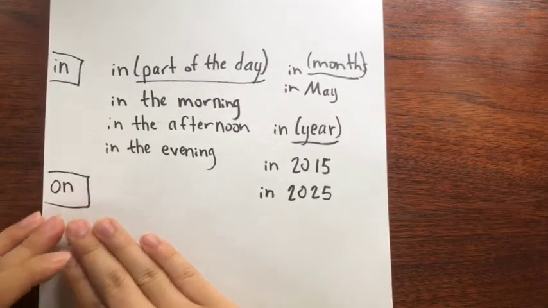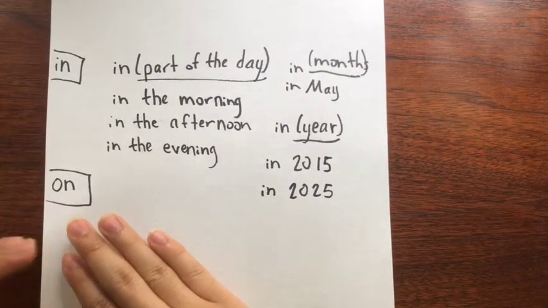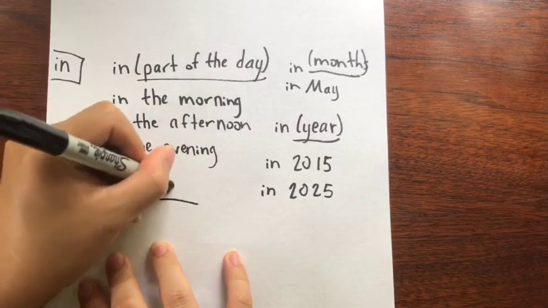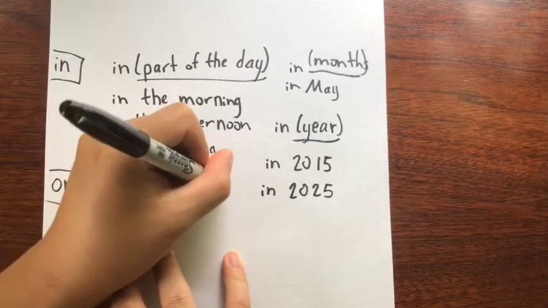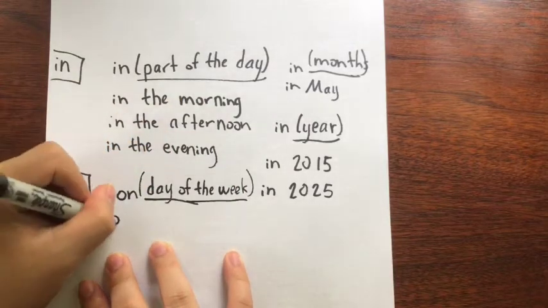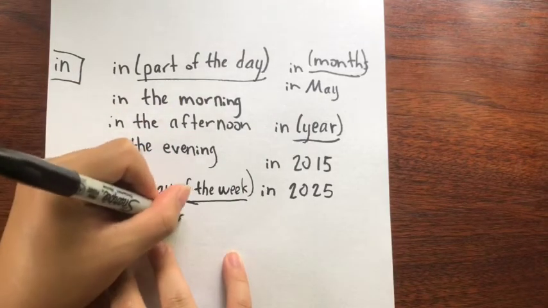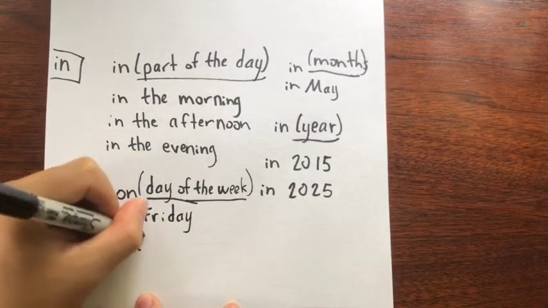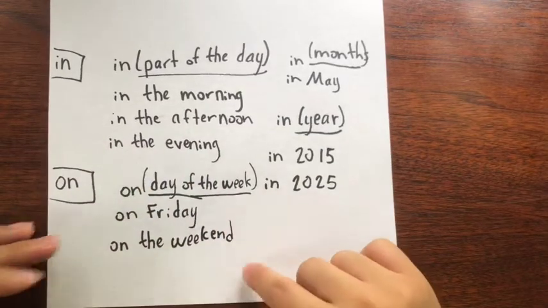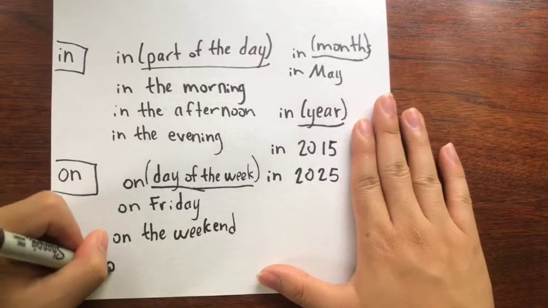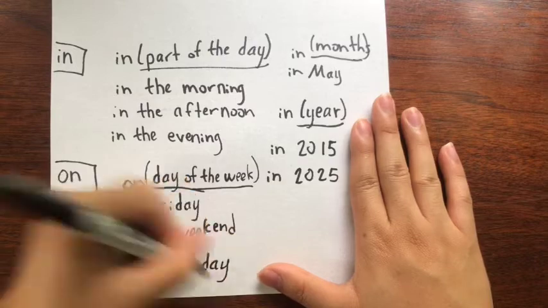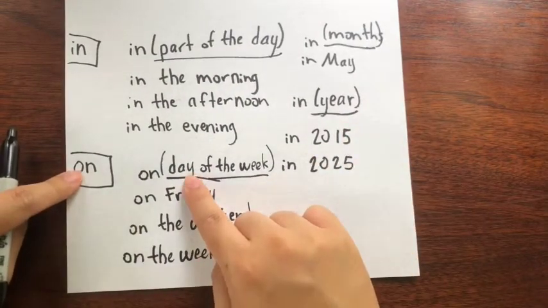And now we have the word on, the time word on. On, we use on for day of the week. So we can say on Friday or on the weekend. On Friday, on the weekend, on the weekday. So we use the word on when we talk about days of the week.